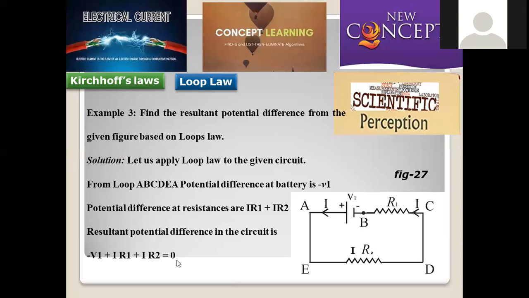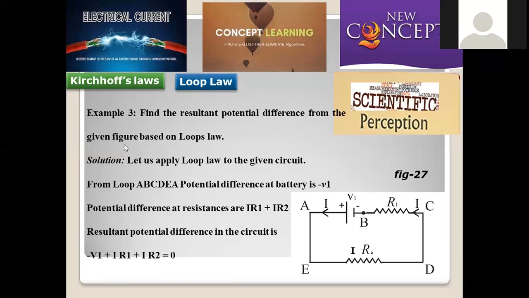For example, I would like to convert these signs into numerals. Let us assume this battery is producing 5 volts. The value will become minus 5. The IR1 value will be 2.5 and the IR2 value will be 2.5 volts. For example, I am giving the assumption. This formula is now converted into numerals. Now what will happen? 2.5 plus 2.5 will become 5 volts. Minus 5 volts plus 5 volts. What will be the ultimate answer? It will become 0. Hence, Loop's law got verified.